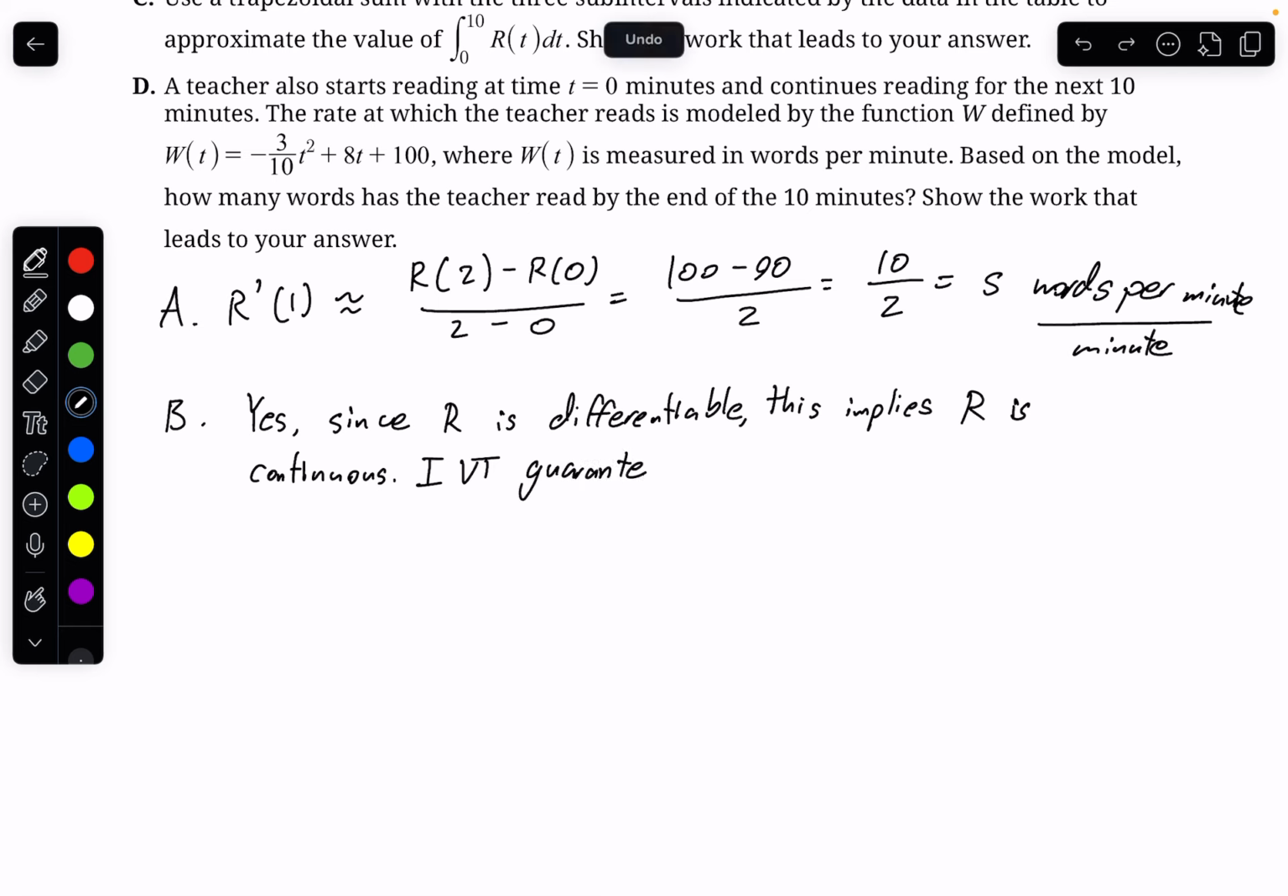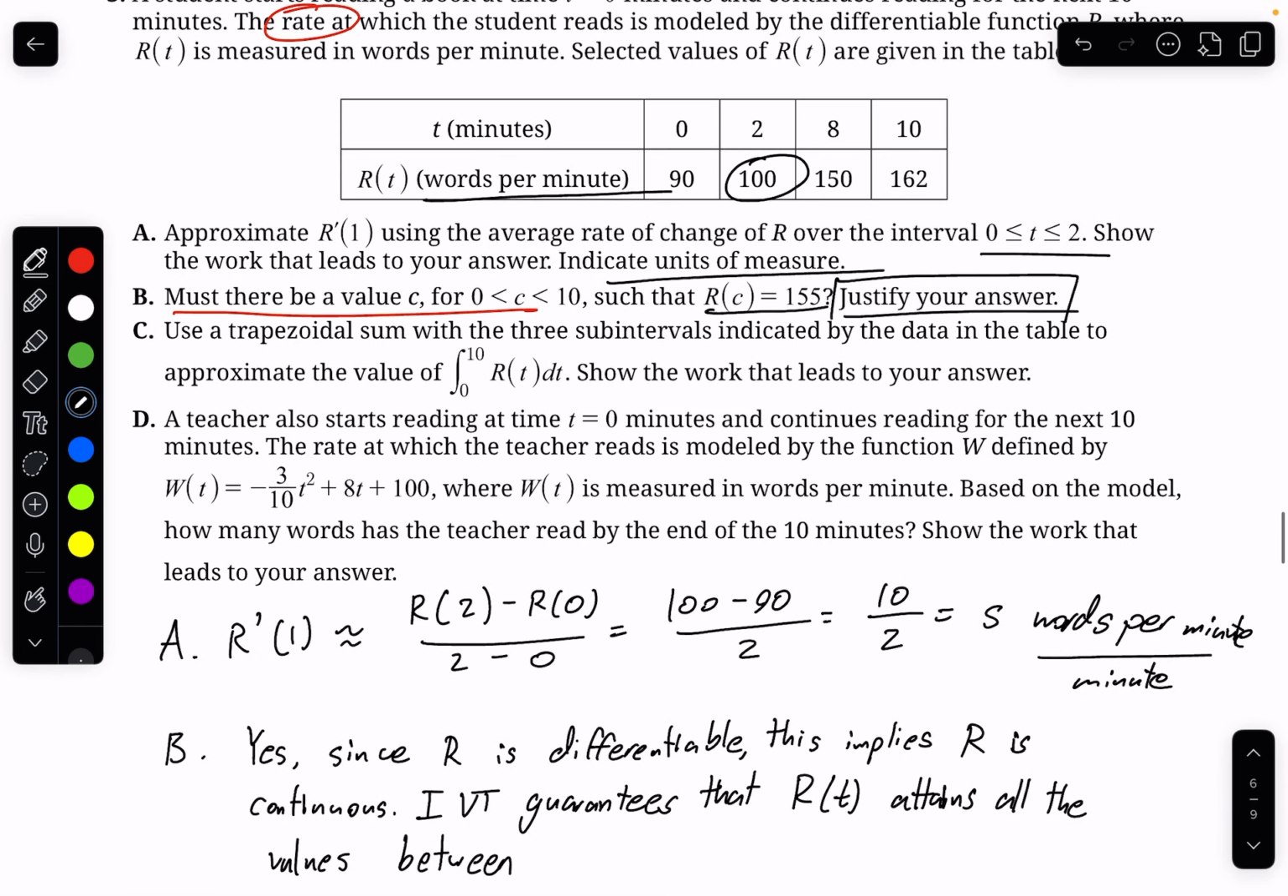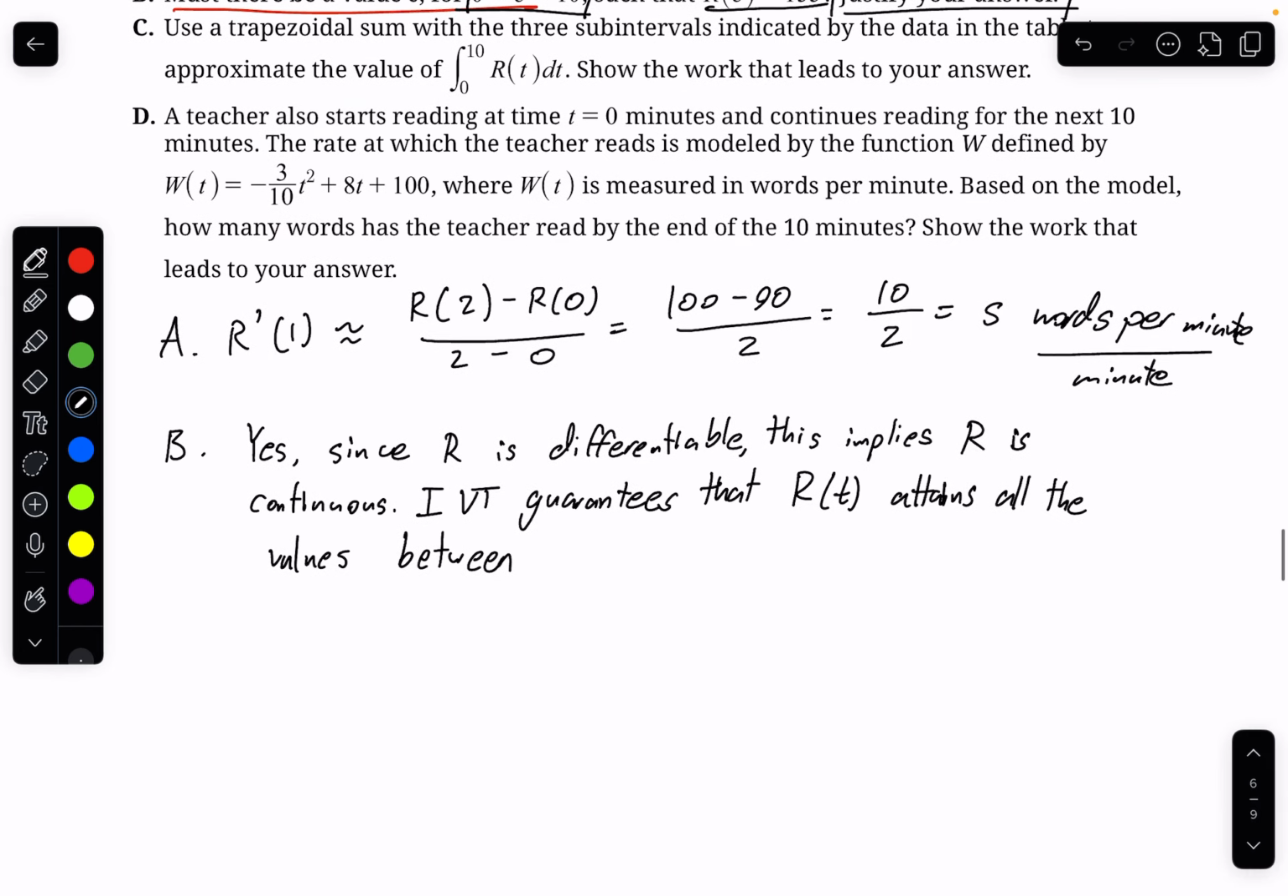oops, I cannot spell today, that R of t. What is IVT guaranteeing? That R of t is going to attain all the values between, and what are our points on the interval? We have R of 0 and R of 10, because that's the interval that they give us. R of 0 and R of 10.